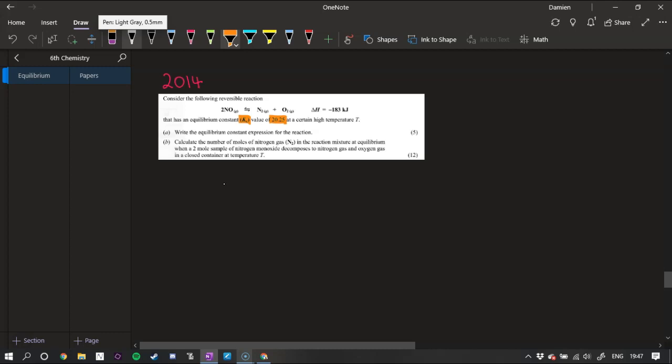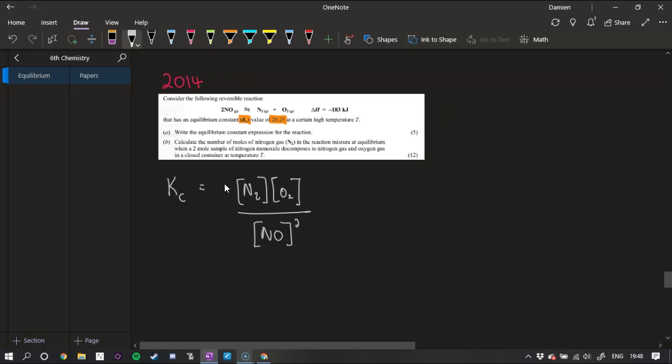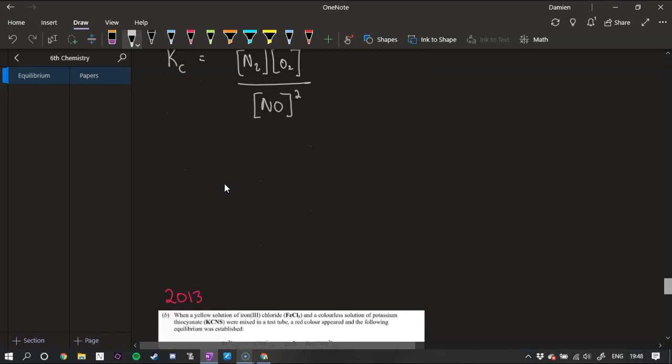It asks you to write the equilibrium constant expression for the reaction. So let's start with that. Kc is going to be equal to the right hand side, which is the N2 concentration and O2 concentration, all over NO. And because there is a 2 in front of the NO in the equation, that makes it squared here for Kc.